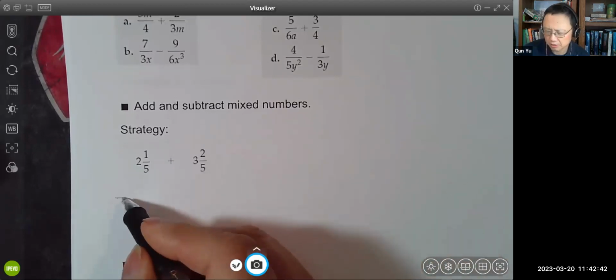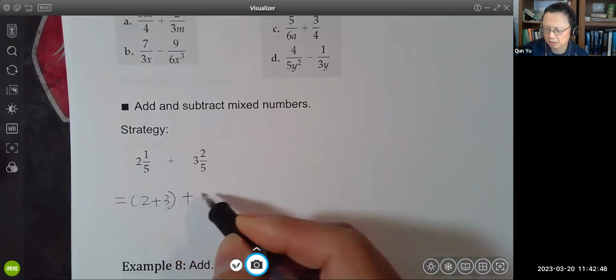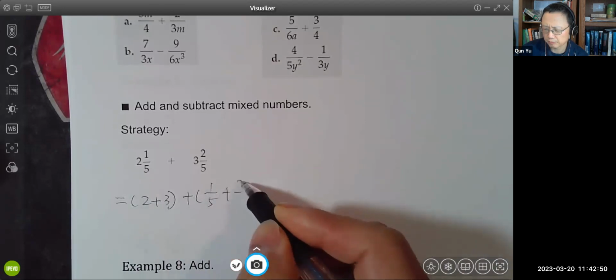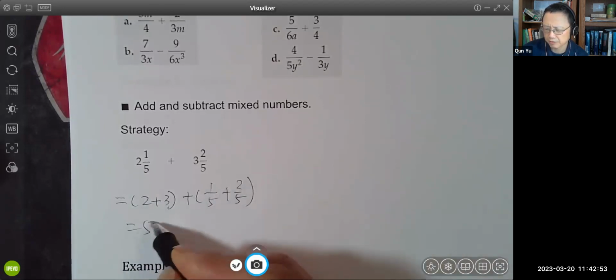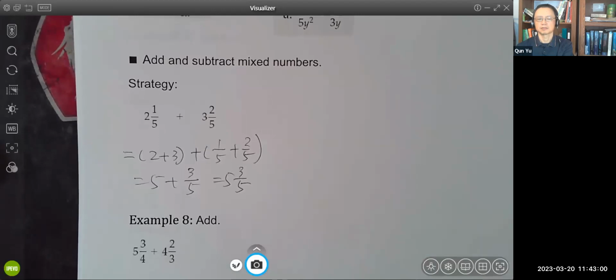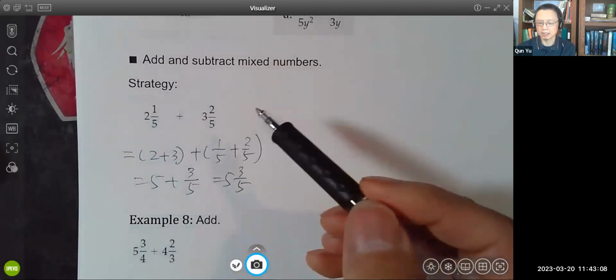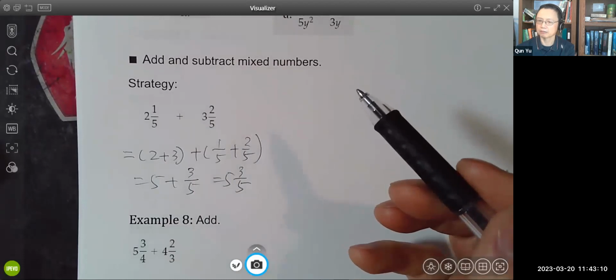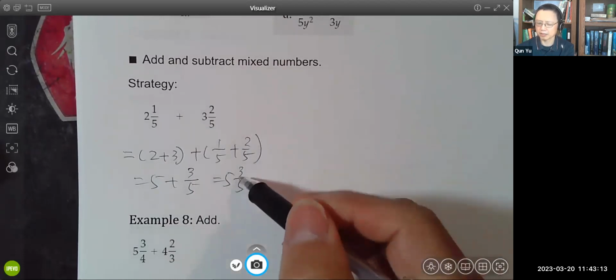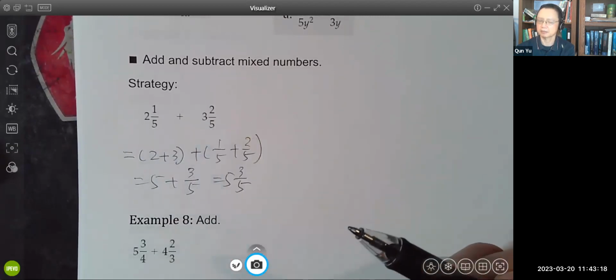So let's look at this one. 2 plus 3, that's our whole number part, then plus 1/5 plus 2/5, and apparently this is 5 plus 3/5, and that's 5 and 3/5. That's it. So you don't need to convert each one into an improper fraction. If you do that, you need to multiply and add, and you get an improper fraction as a result, but you have to convert it back to a mixed number. Why not just do it directly? Mixed number plus mixed number, another mixed number, right?